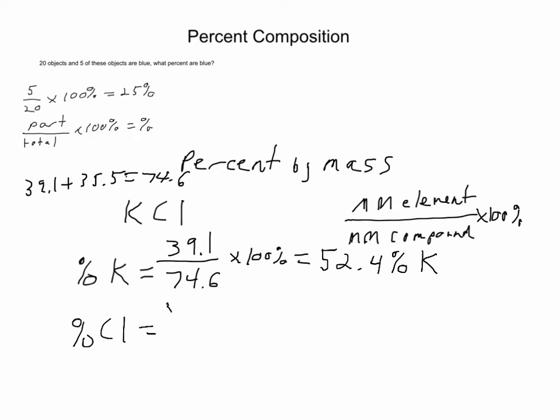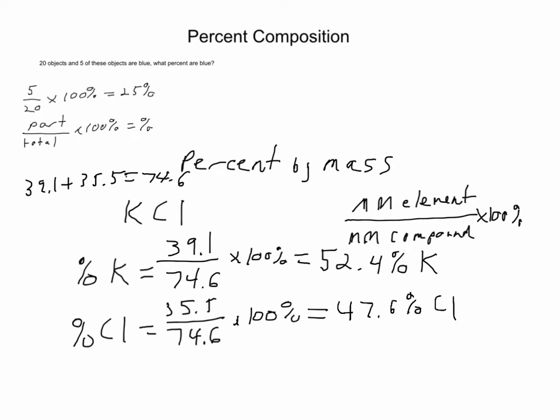Let's do the same thing for the percent of chloride. So the molar mass of chloride is 35.5 divided by the total molar mass, 74.6, times 100%, and that will equal 47.6%.